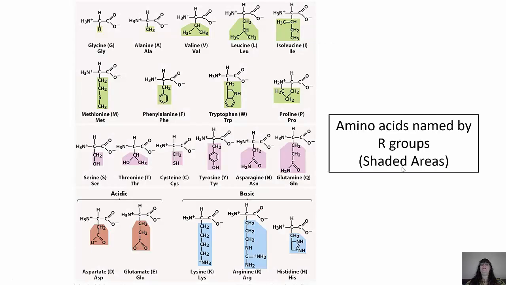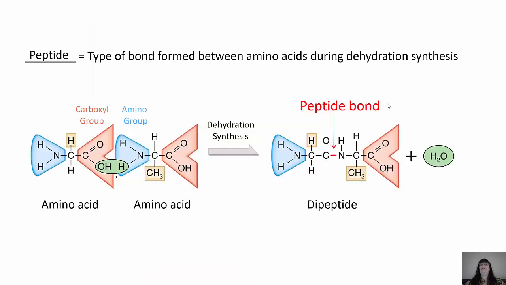These are the amino acids, again, named by their R groups. They all have abbreviations as well as full names, obviously. You should be familiar with a few of these, like tyrosine, tryptophan, glycine, valine, methionine. We'll hear about those again. You don't have to know the structure or anything, though, don't worry. A peptide bond is the type of bond formed between amino acids during dehydration synthesis. So the water is removed and a peptide bond is formed.